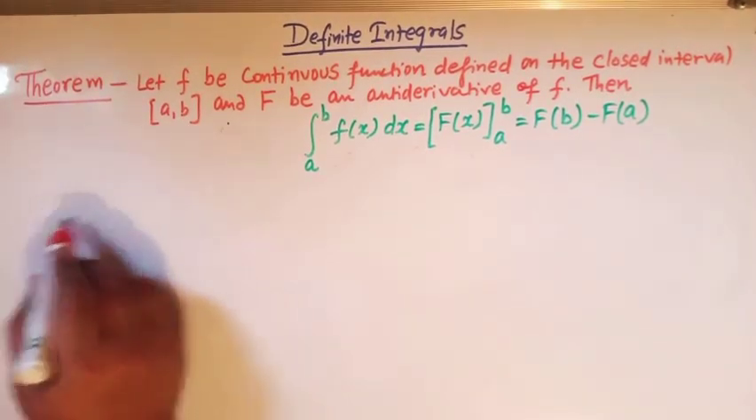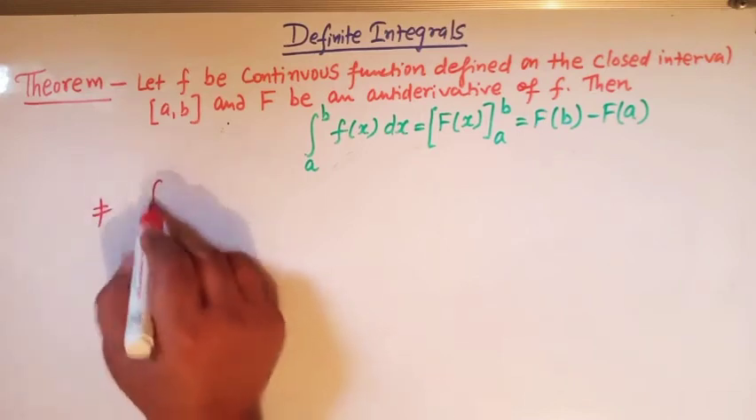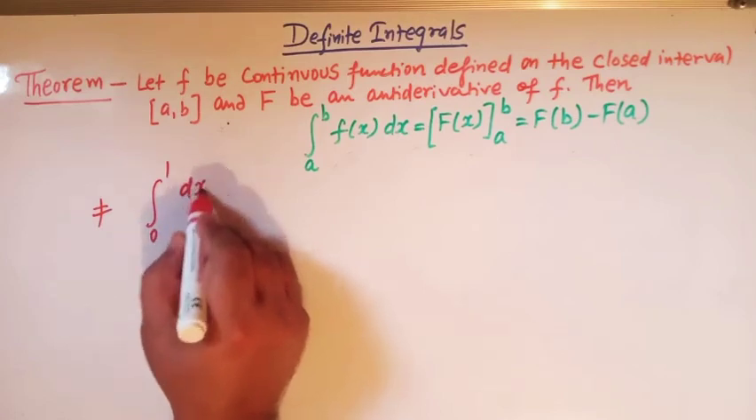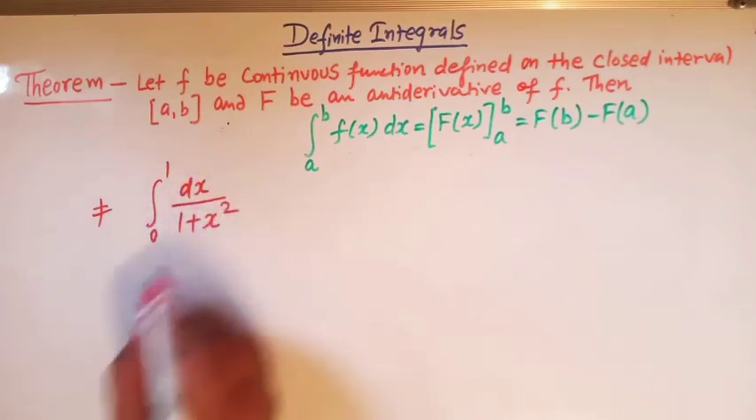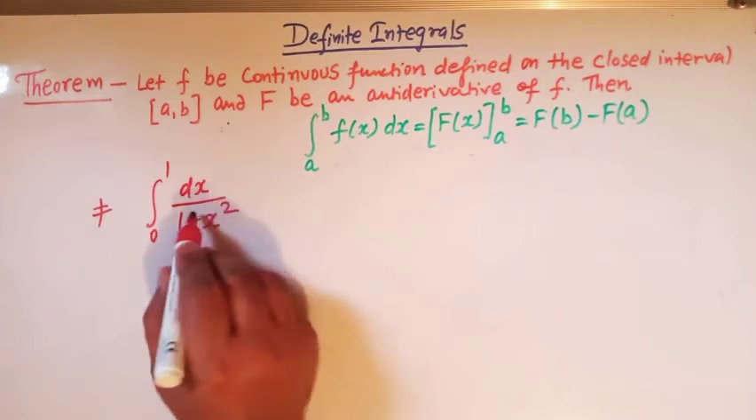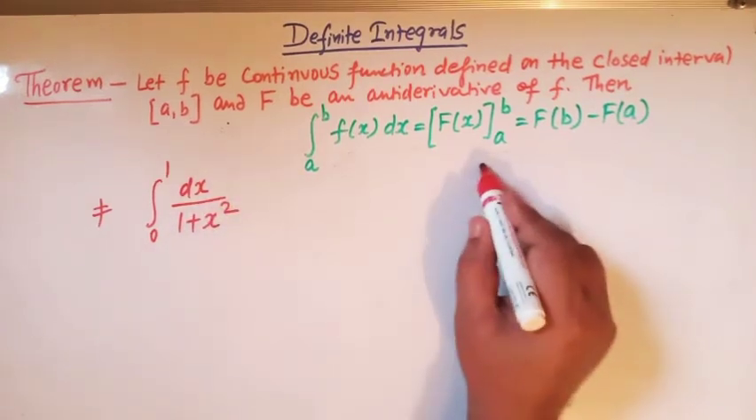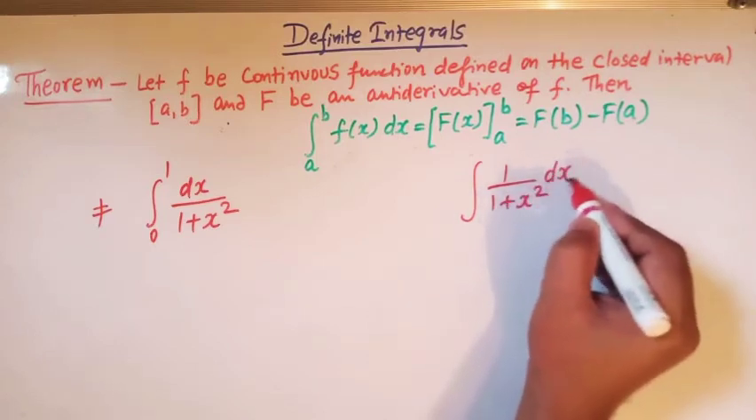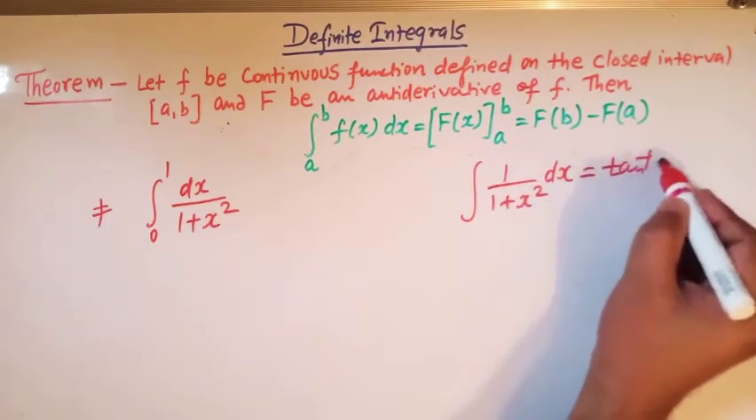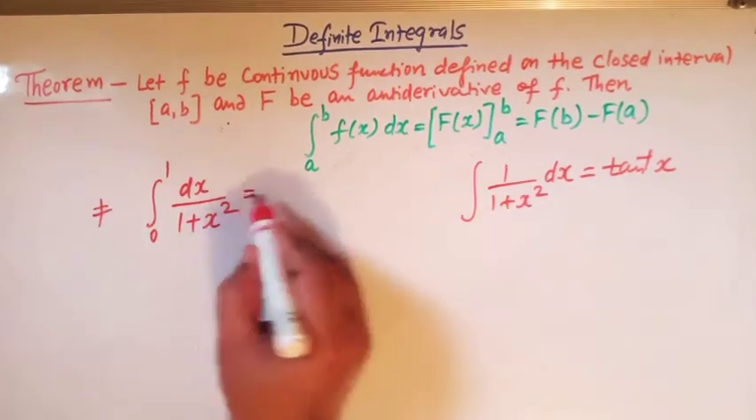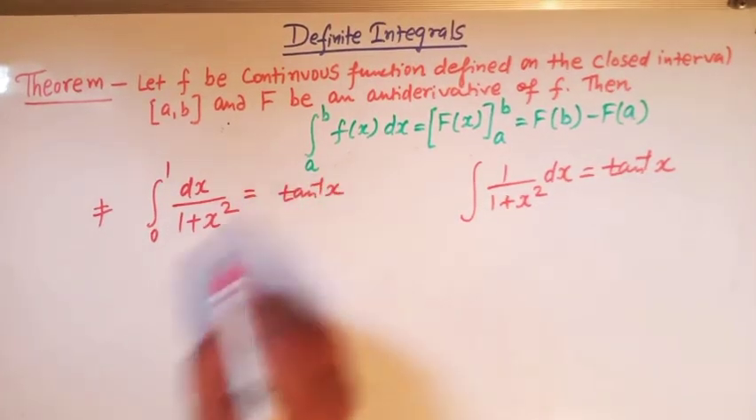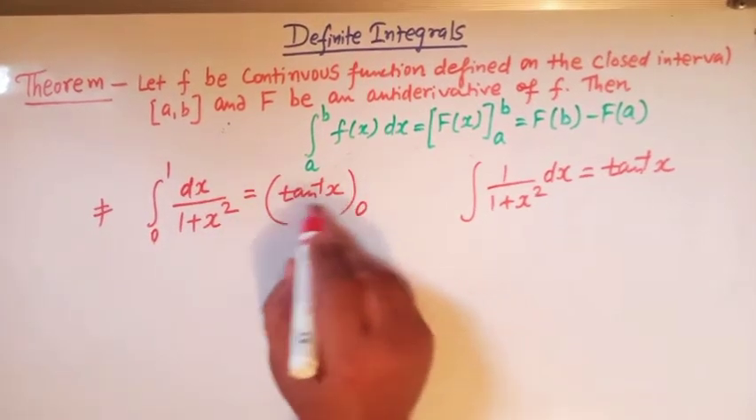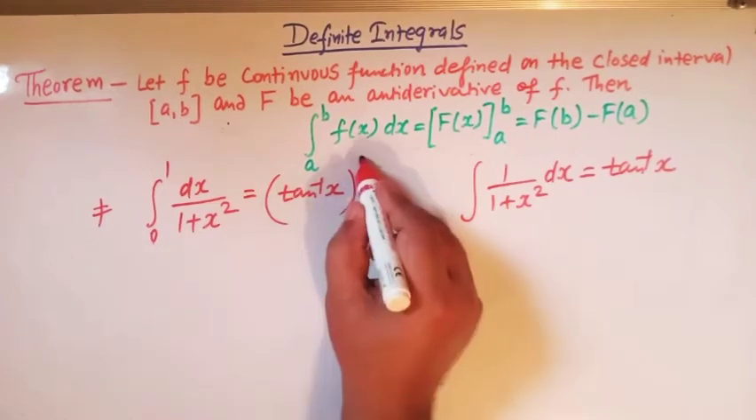Now let us take one more example. Suppose we have to find the integral from 0 to 1 of dx over 1 plus x square. Now the indefinite integral of 1 over 1 plus x square is tan inverse x. So we can write here tan inverse x, and then we will evaluate this function at 0 and 1, right?